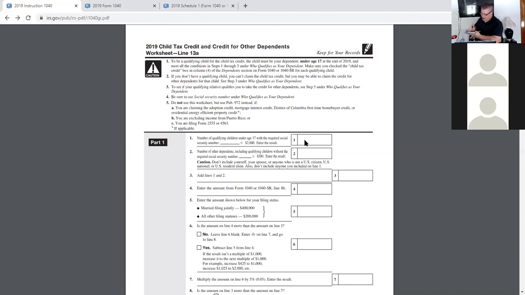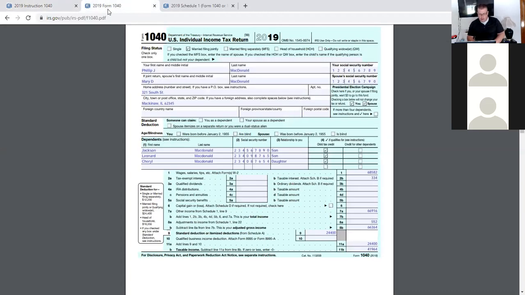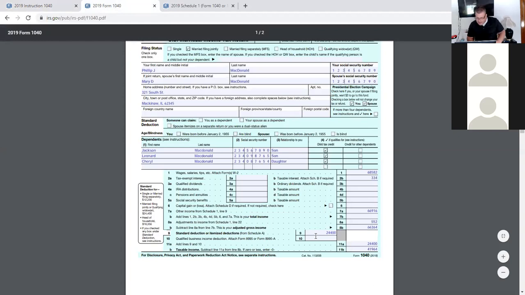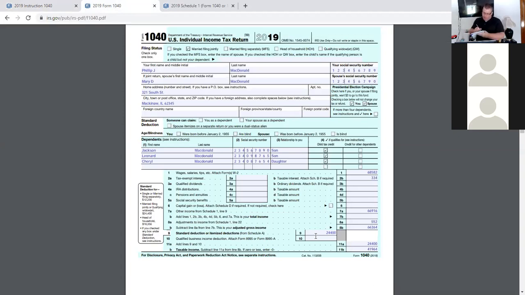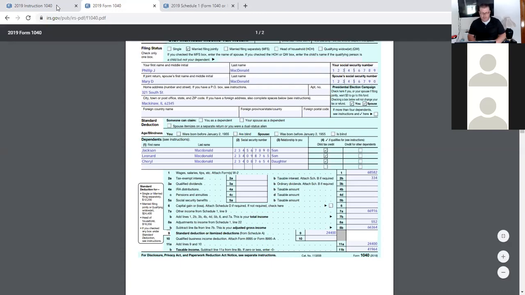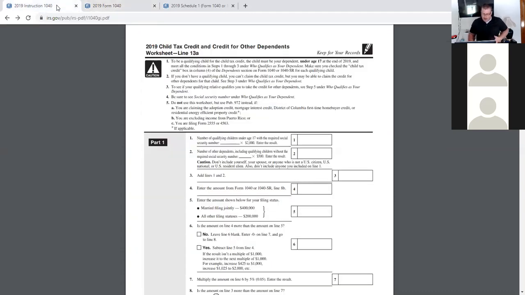All right, number 3, add lines 1 and 2, pretty easy. 6,000 and 0 is 6,000. So line 3 is 6,000. Line 4, enter the amount from Form 1040, line 8B. So let's go back to our Form 1040, find line 8B, and we have $66,364. So for line 4 on the worksheet, $66,364 is what we're going to enter. Okay, line 5, enter the amount shown below for your filing status. Well, the McDonalds are married filing jointly, so for line 5, we're going to enter $400,000.